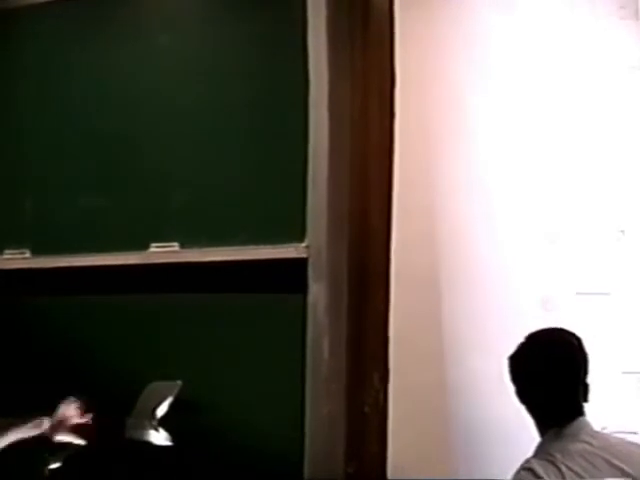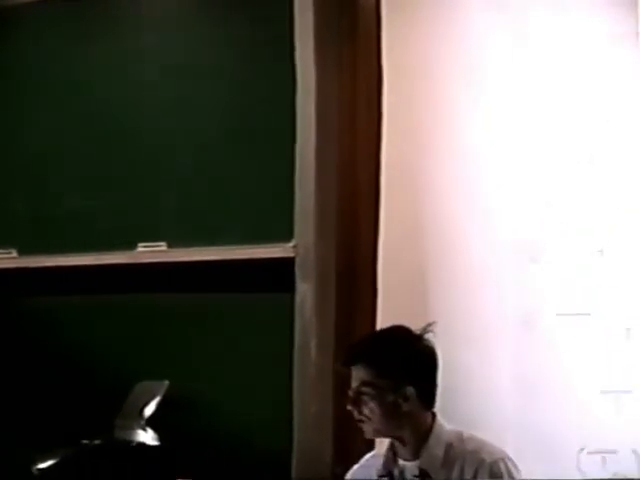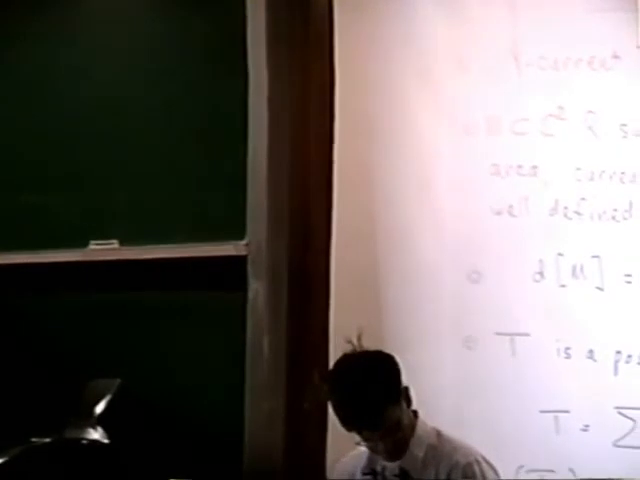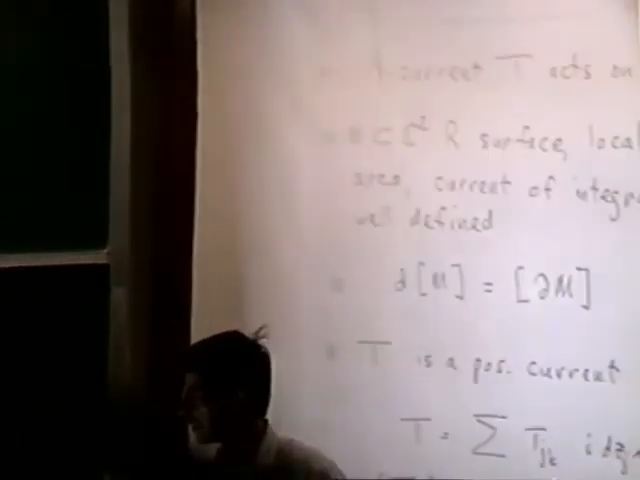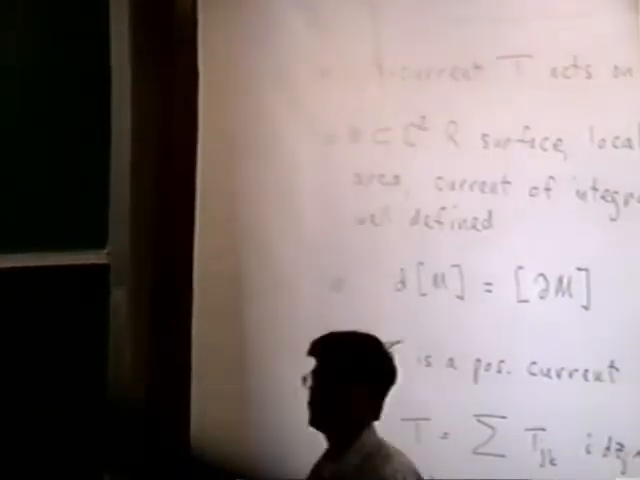I would like to follow up a little bit on what John Smiley did last time. And so I'd like to review just a little bit. John talked about currents. I'd like to recall just what a current is. We're going to be looking at dynamics on C2, and we're going to be looking at currents on C2.